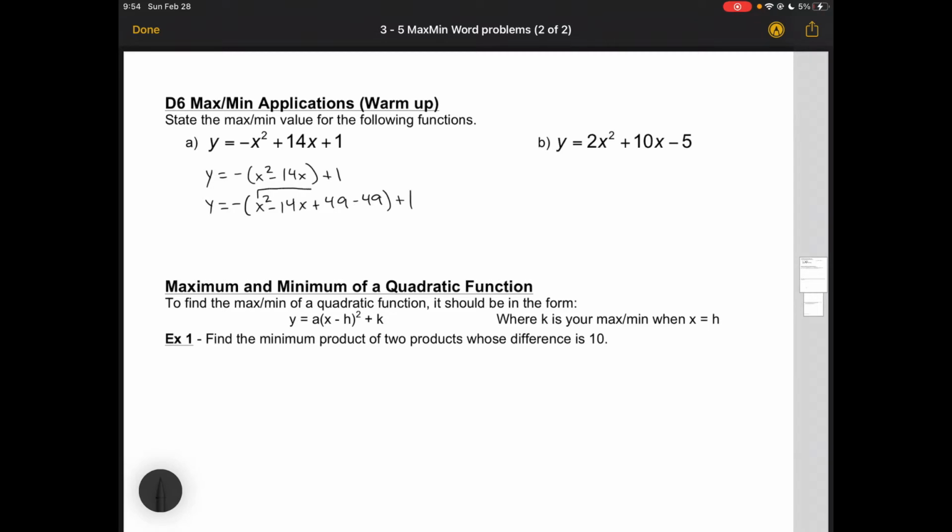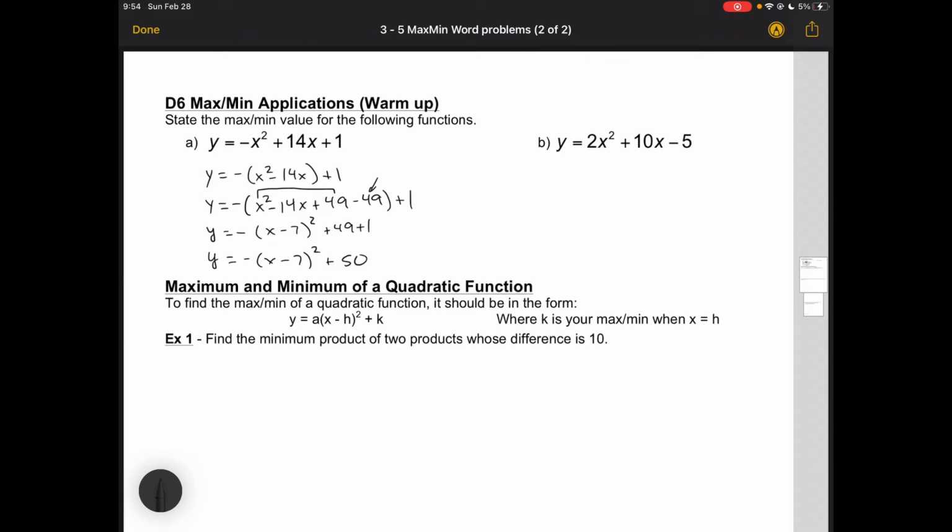Next step is to factor those first three terms as a perfect square. And then you're going to apply whatever you factored out at the beginning to your correction term. And then finally, you'll collect the like terms at the end.